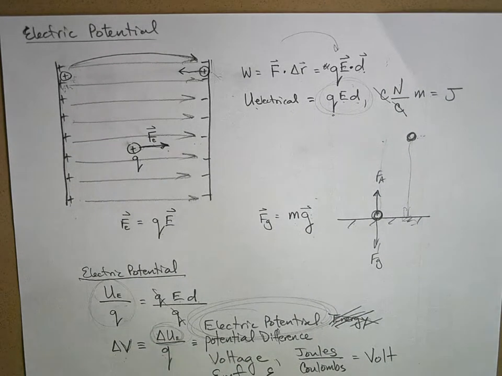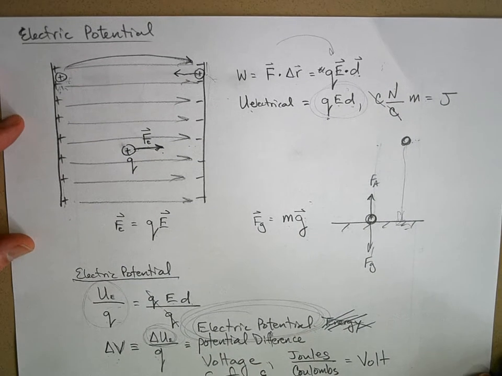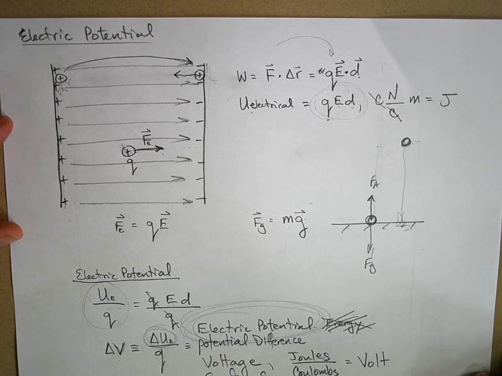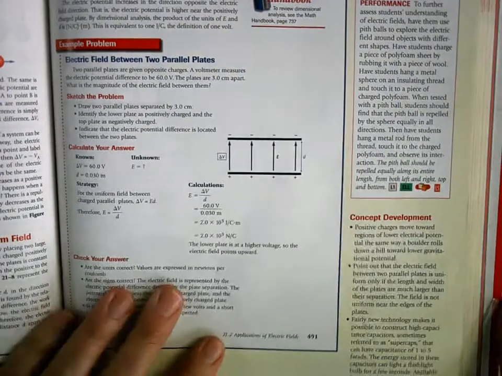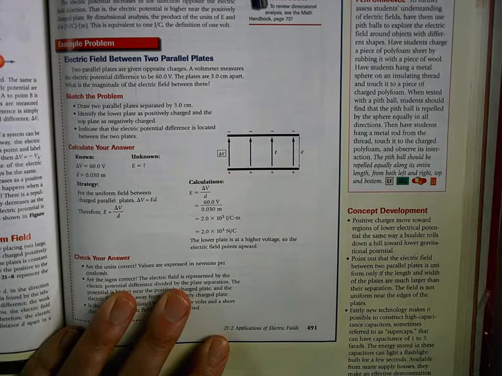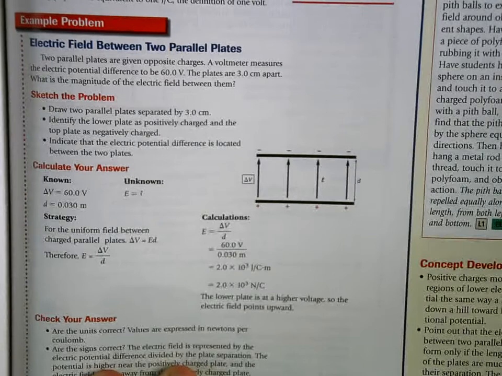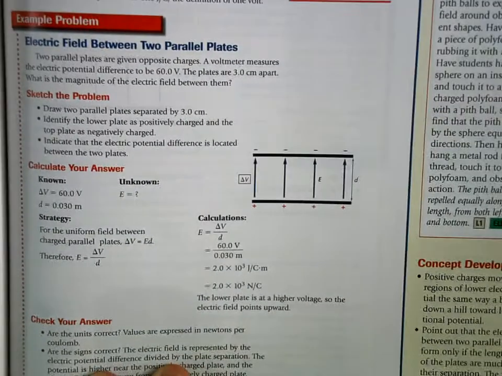But here's what I'd like you to do, class. I would like you to do the 2 example problems in the book. This is part of the assignment. And I'll go through the example with you right now. Here's your book. And let me zoom in a little bit. Take your books out. This is on page 491.